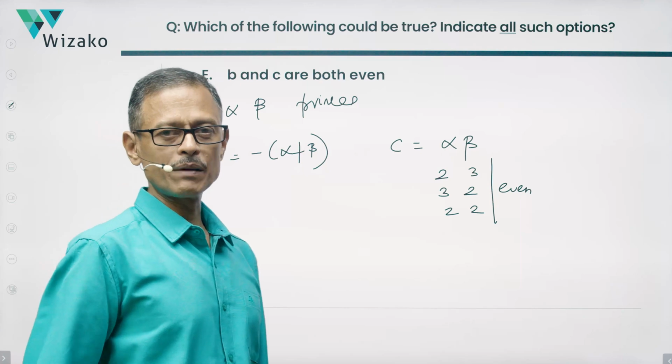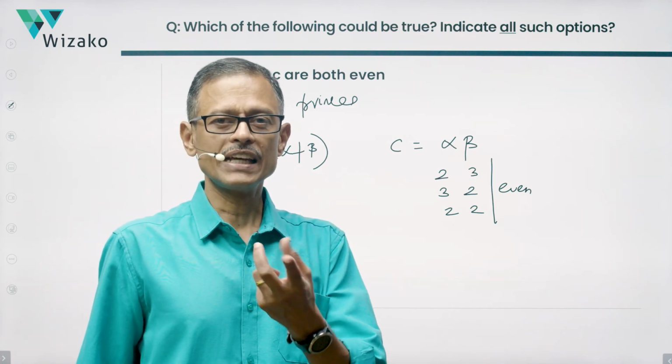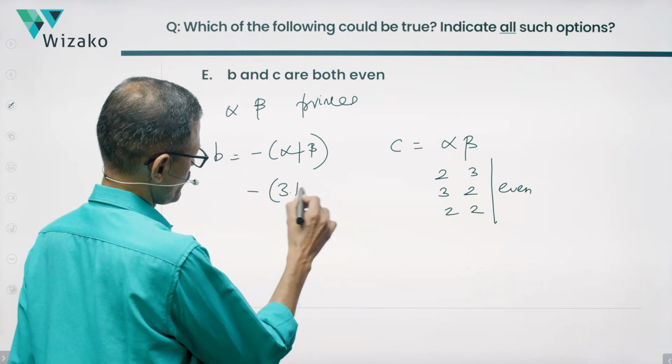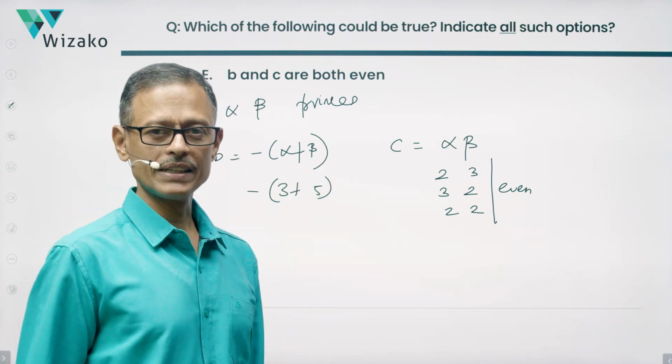When will alpha plus beta be even? Alpha plus beta will be even when either both of them are odd or when both of them are even. Something like minus of 3 plus 5 is a possibility.